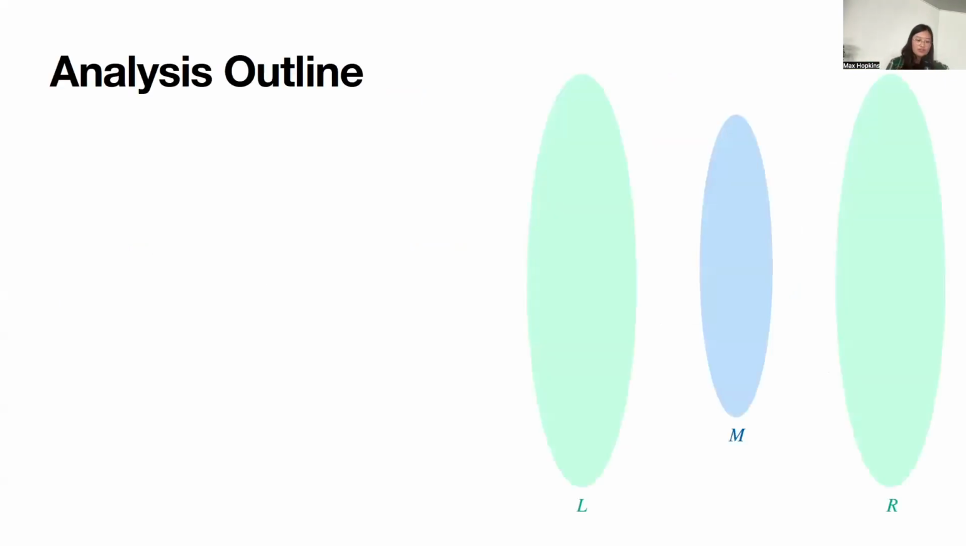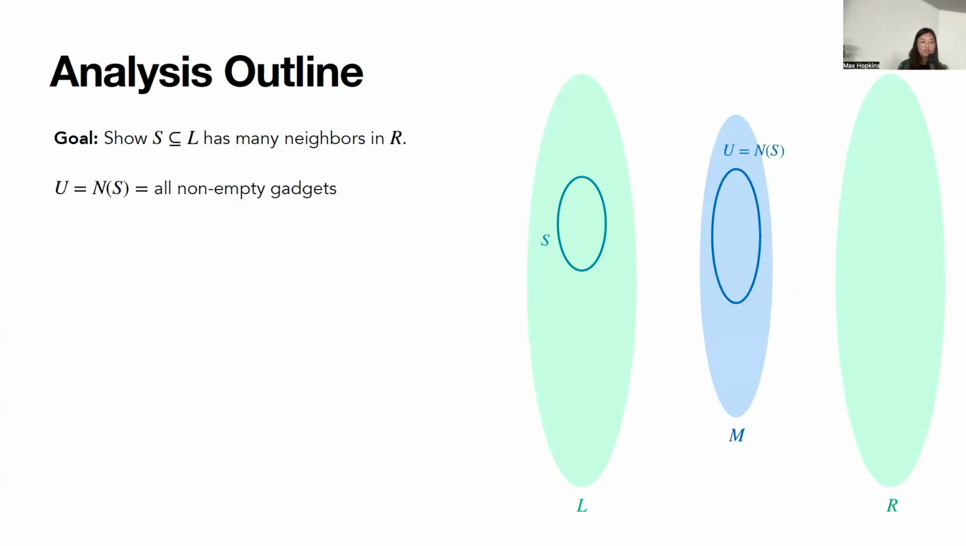Okay, so let's talk about the analysis. Let's start with the outline. What's a high-level overview? The goal is to show that every set of vertices S on the left has many neighbors on the right. The way we're going to do this is to analyze all the gadgets that S will participate in. What are those gadgets? There's one corresponding to every single neighbor of S in the middle, because we place gadgets on the middle vertices. And a gadget will only have any edges at all if it's connected to S.